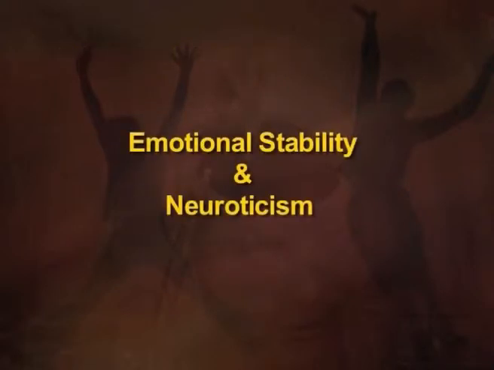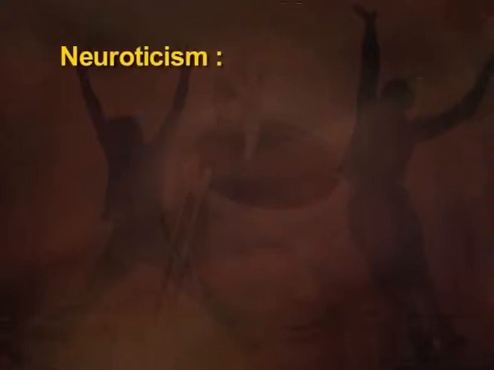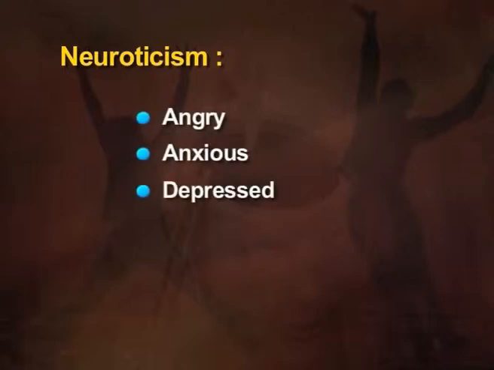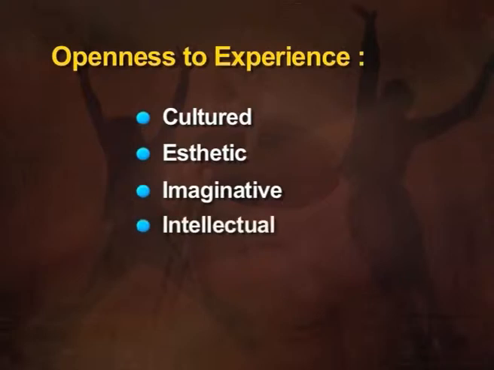The other dimension is emotional stability and neuroticism. Emotional stability includes traits like calm, relaxed, stable. Neuroticism includes traits like angry, anxious and depressed. The last factor is openness to experience. It includes traits like cultured, aesthetic, imaginative, intellectual and open.